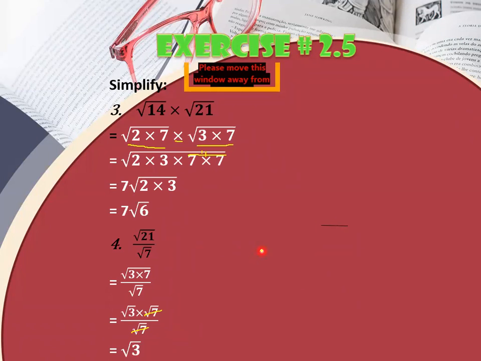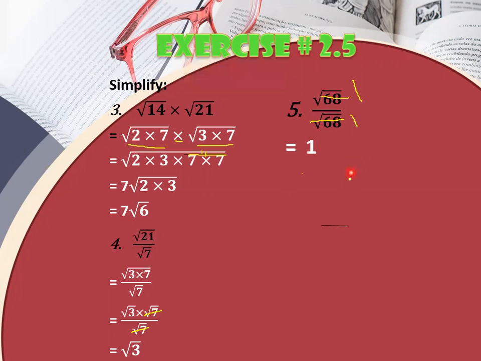Now move on to the next one. What you have is under root 68 divided by under root 68. As you can see here, both the numbers are the same, so you will cancel them together, and the answer will be 1. The answer will be 1 here. Now move on to another one, this one.